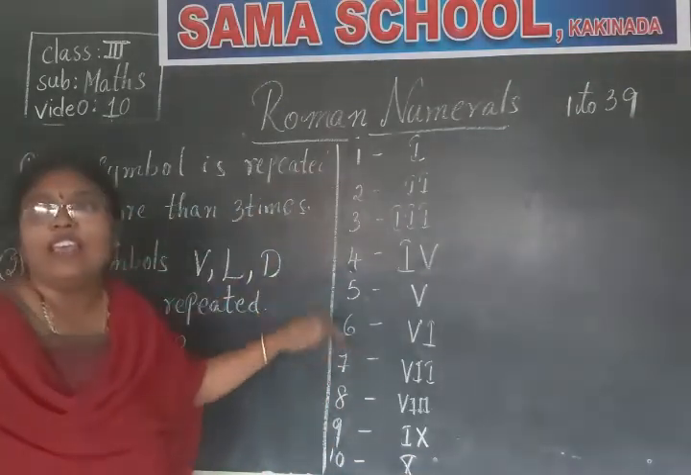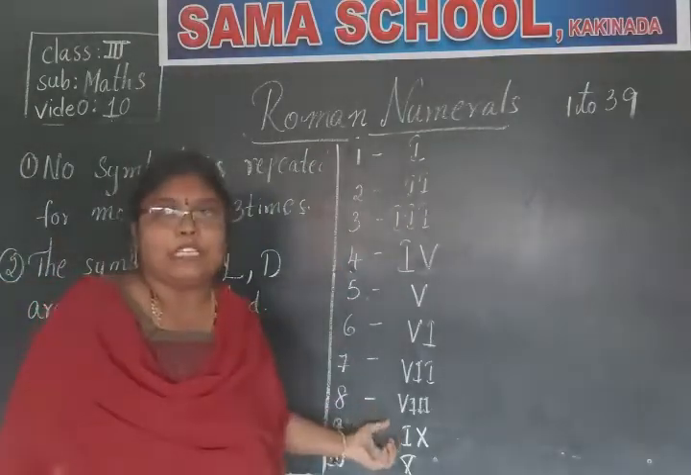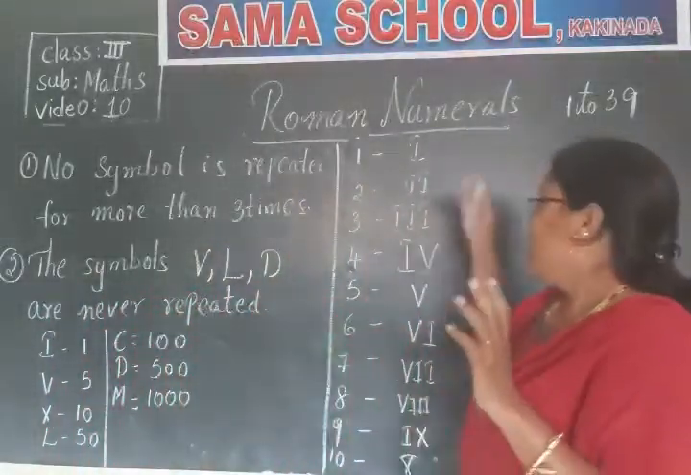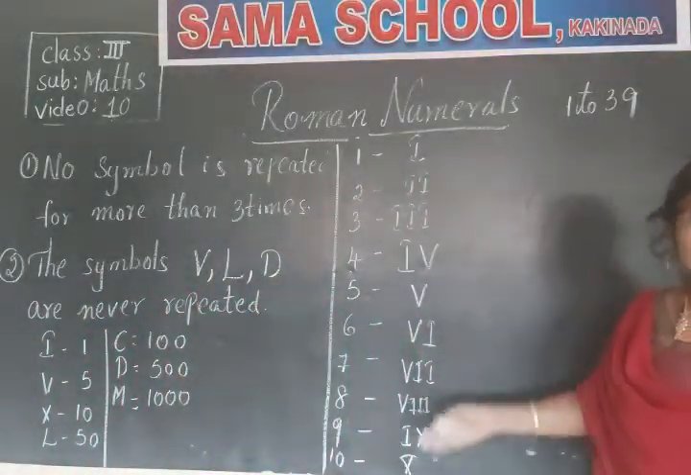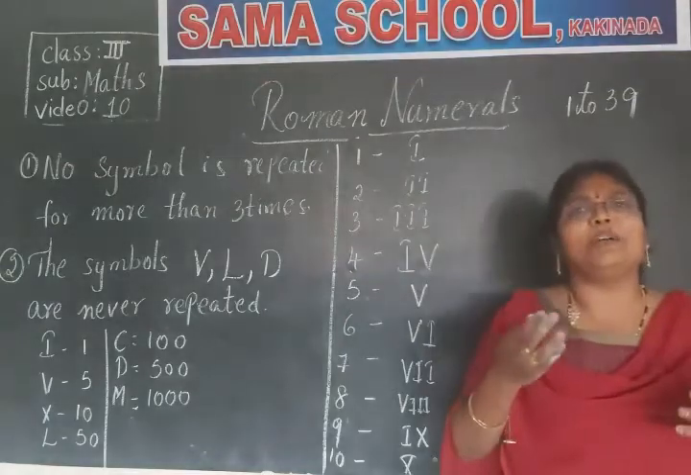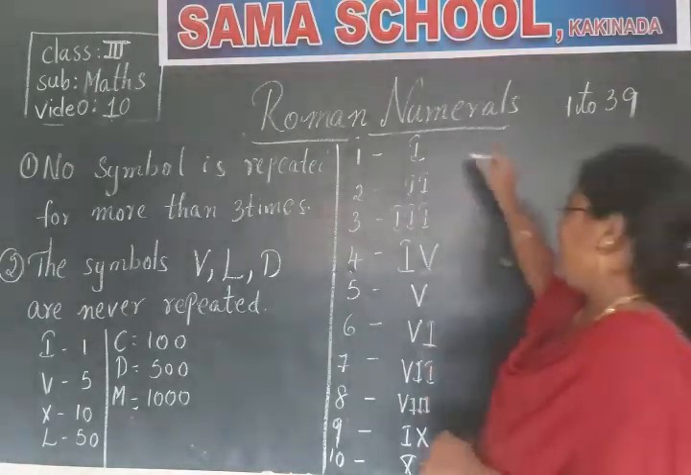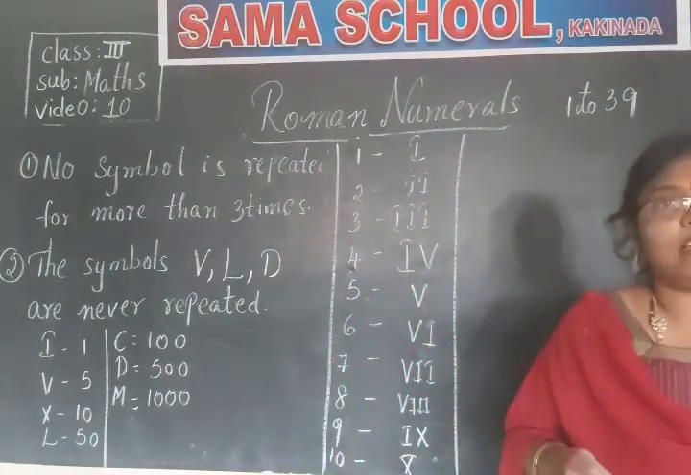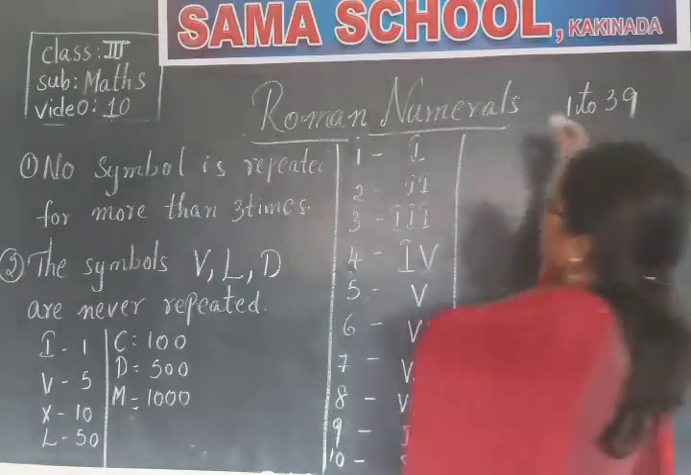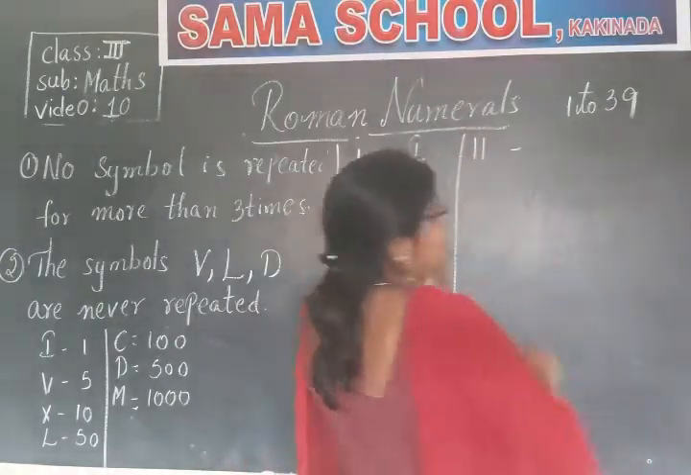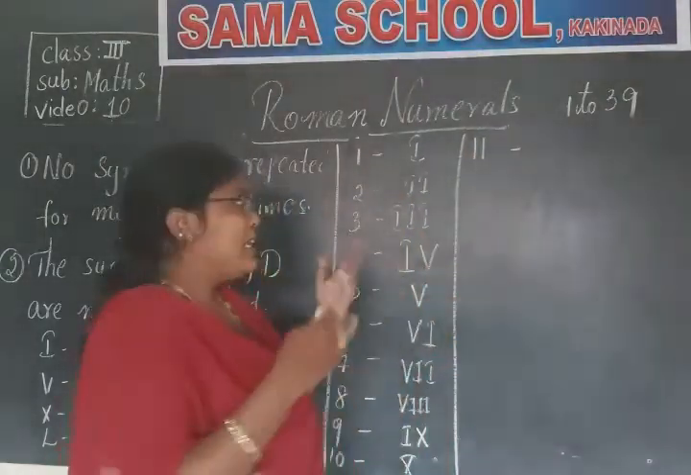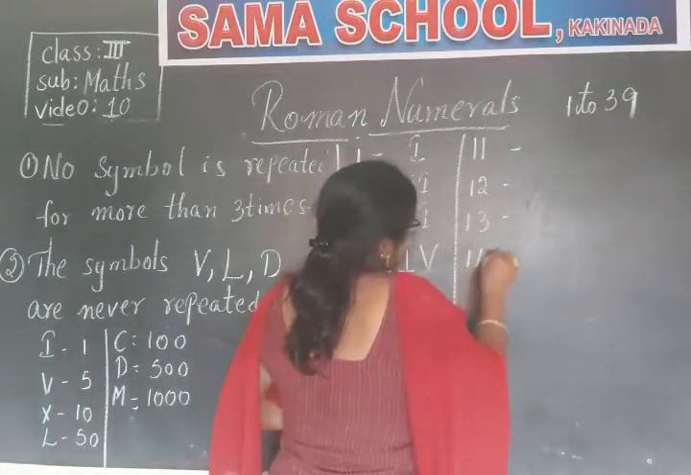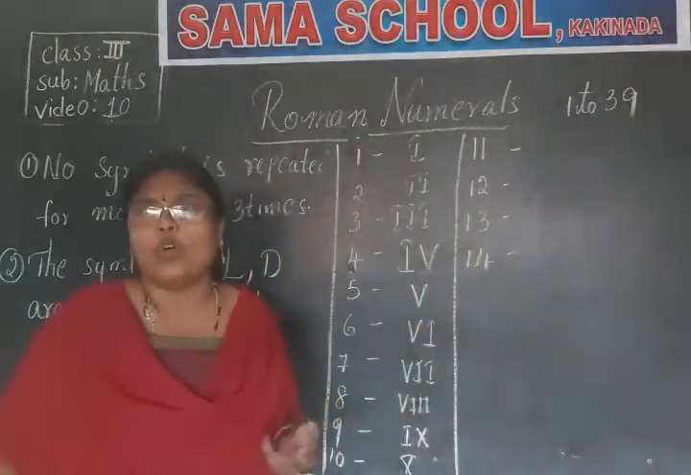So in this way we will write the Roman numerals from 1 to 10. Children, if you learn how to write these symbols, you can write the other numbers very easily. See, what is after 10? That is 11. What you have to do? 10 plus 1, 11 means. Like that, 10 plus 2, 10 plus 3, 10 plus 4 and so on.